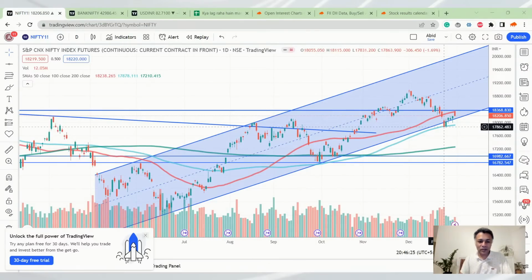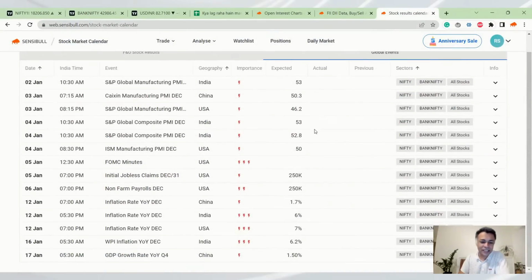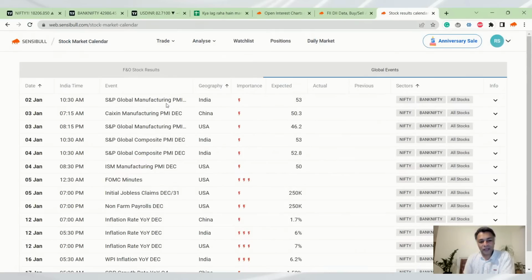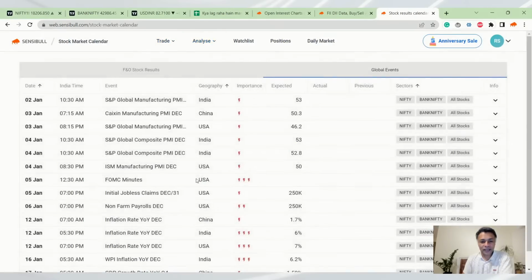Oh, one more thing which I thought I'll do from this year, a new format. I'm experimenting with some more things: we have to be aware of the events calendar, and that's very simple. You can go to Sensible, go to Trade, go to Analyze and look at Stock Market Calendar, and you'll see all the global events. There is an important event coming on 5th January, 12:30 a.m., which is Thursday morning in India time: FOMC minutes will be released.